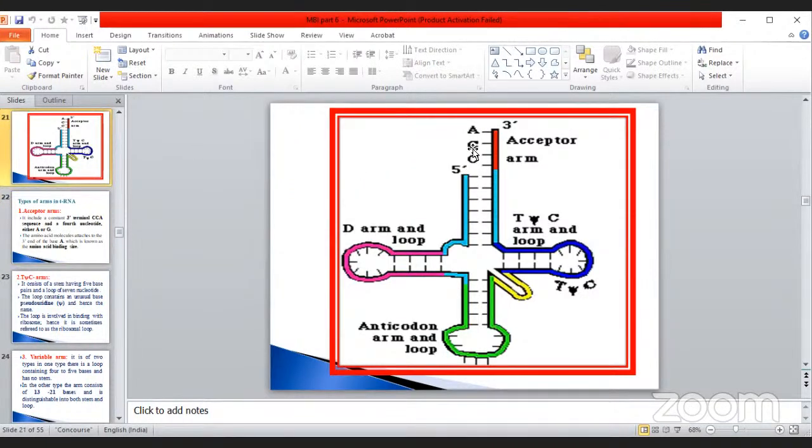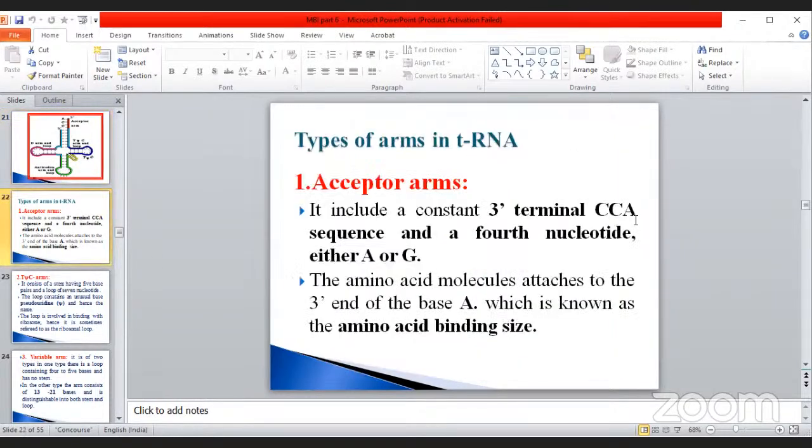CCA is the acceptor arm. Here is given the CCA sequence and a fourth nucleotide, either A or G. Okay, this is the first step. The amino acid molecule is attached to the 3' end of the base, the A, adenine, which is known as the amino acid binding site. Don't forget, my dear students.